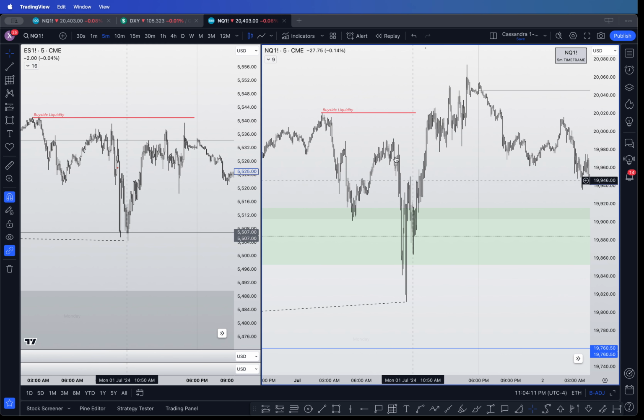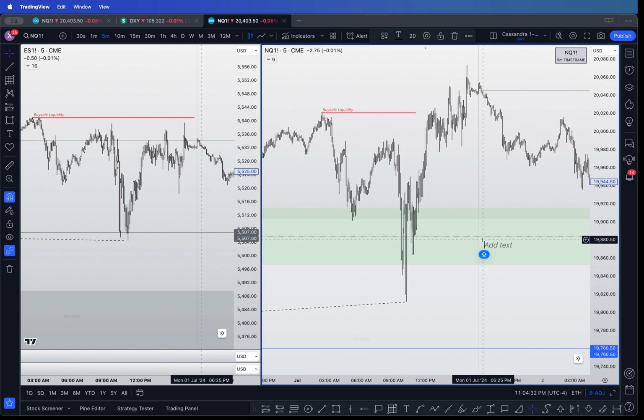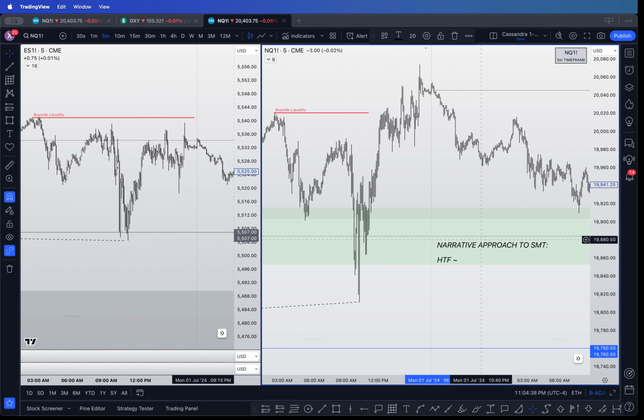Which index do you think has the cleaner market maker buy model based on this? Why? We're using that same concept, right? First of all, higher time frame. Which one are you more bullish on? Let's use the narrative approach to SMT. Higher time frame, which one's more bullish? NASDAQ or ES?